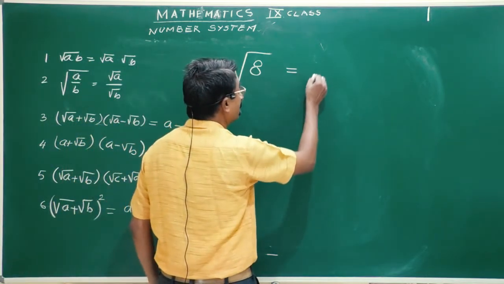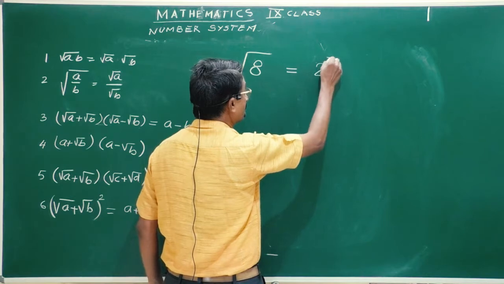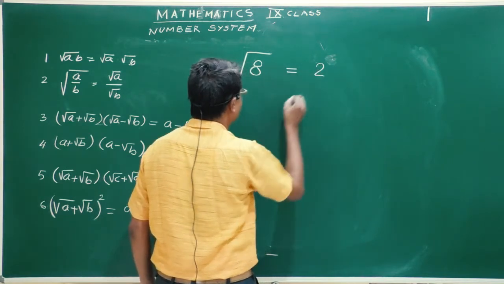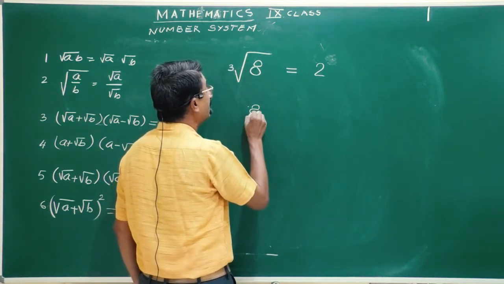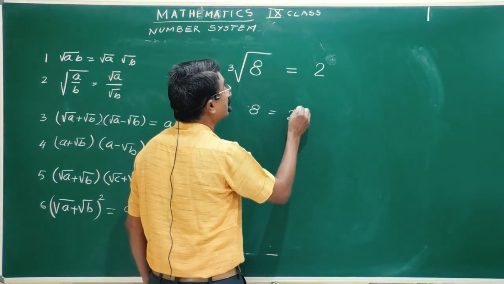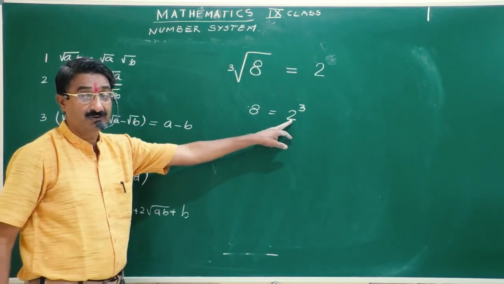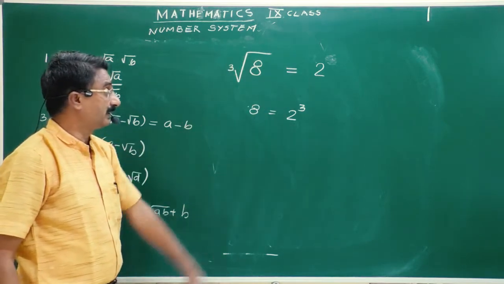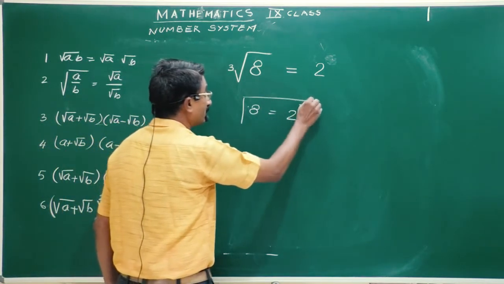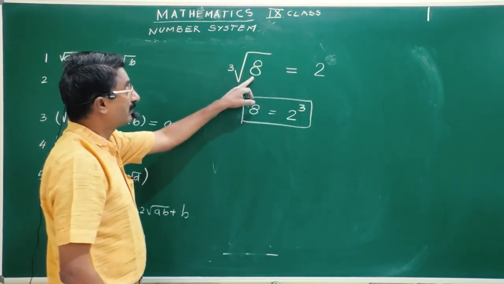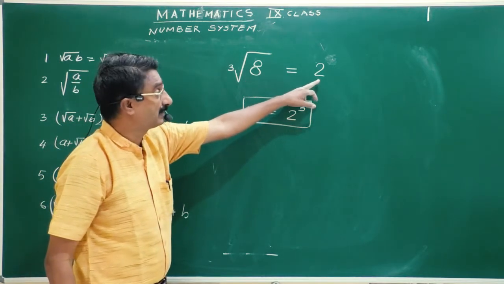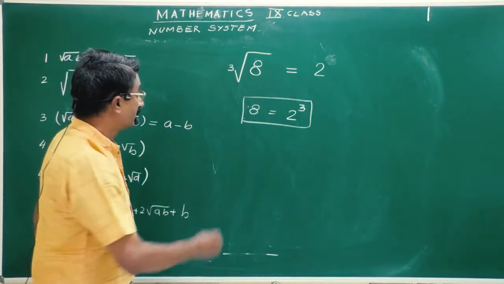Means, if you write 2 raised to the power 3, it means 8 is equal to 2 raised to the power 3. So this is the cube root. Cube root of 8 is equal to 2. Now you can understand very clearly.